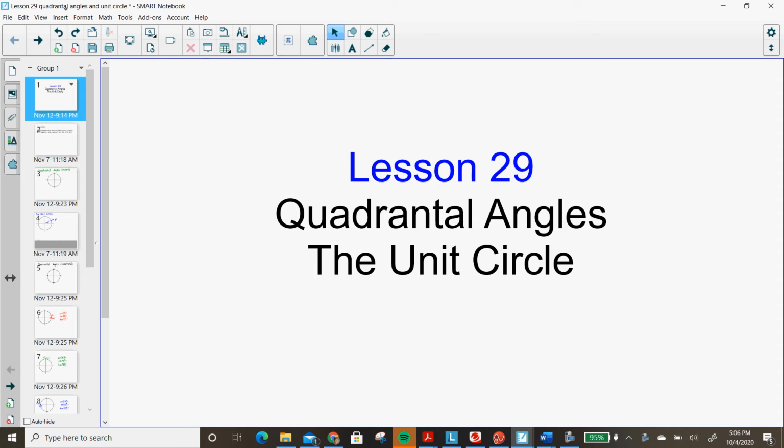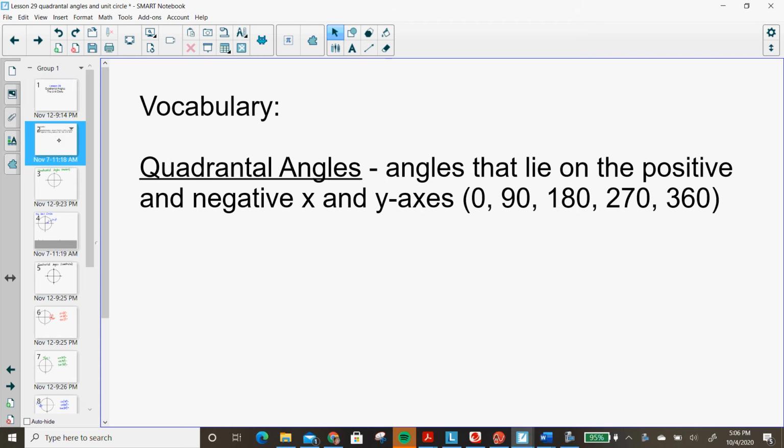In lesson 29, we cover things called quadrantal angles, and we have the tiniest of introductions to something called the unit circle. First thing we need to do is to define quadrantal angles. Those will be angles that lie on the positive or negative x and y axes. So 0 degrees, 90 degrees, 180 degrees, 270 degrees, 360 degrees, 450 degrees, and so on. Or we could also go in the negative direction with any of those.